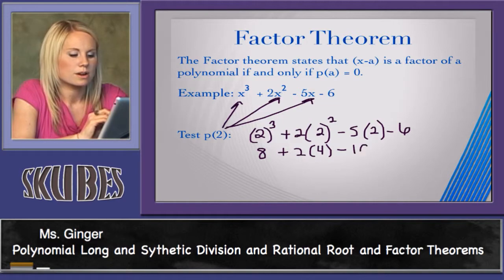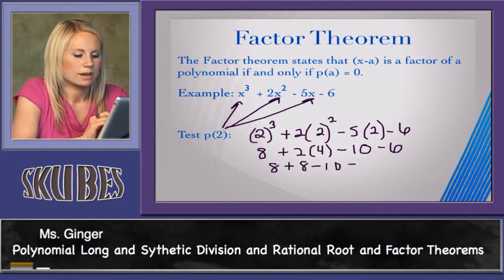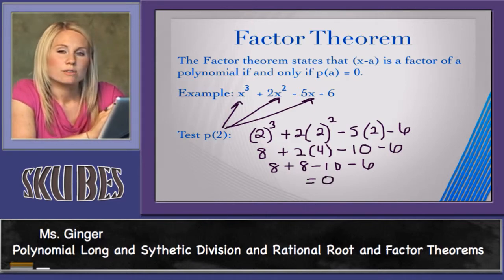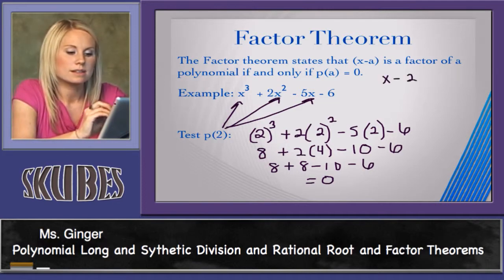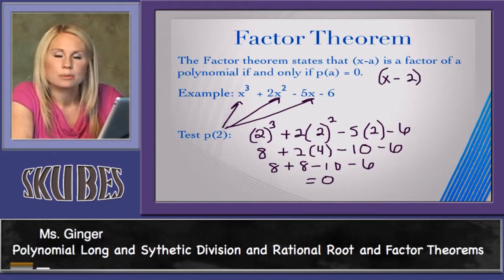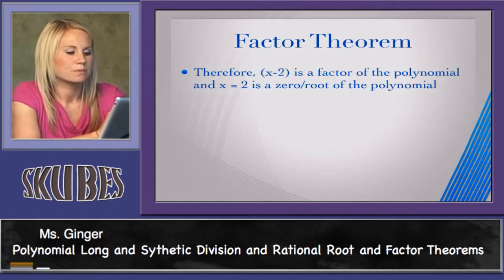Minus, I can go ahead and do this product, 5 times 2, minus 6. 8 plus 8 minus 10 minus 6 is actually going to give us 16 minus 16, which is 0, which by the factor theorem means that x minus the number we tested is a factor. That'll be good to know later when you're trying to break these down and put them on a graph and continue to solve for those zeros.